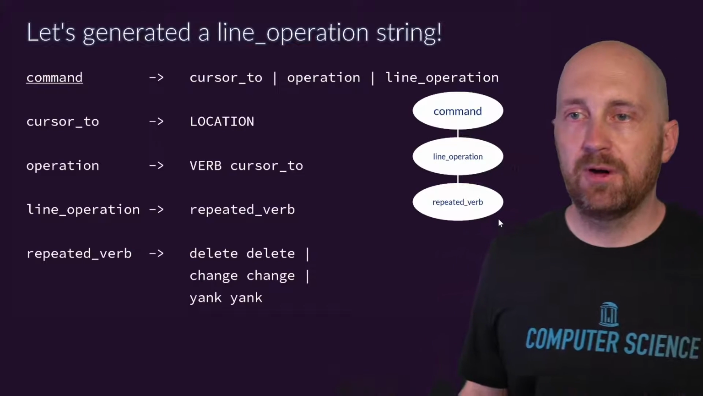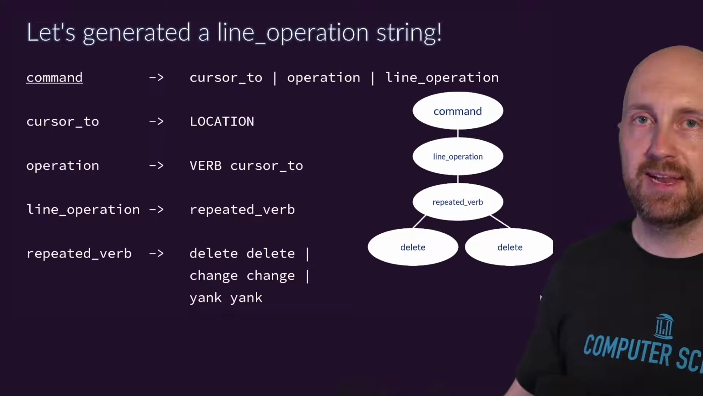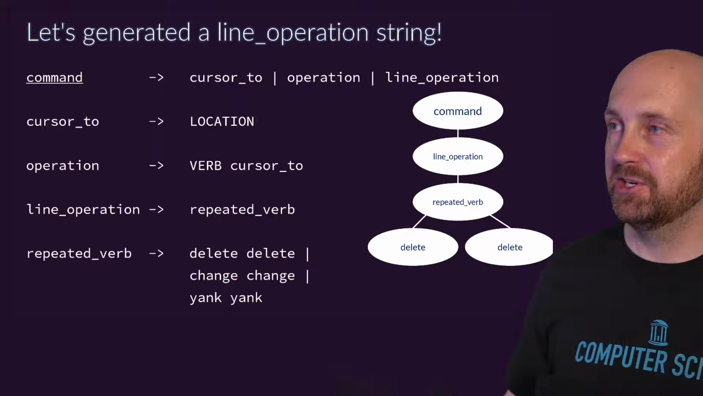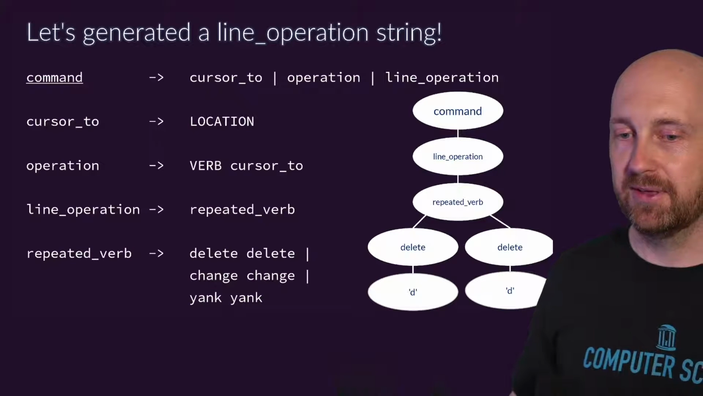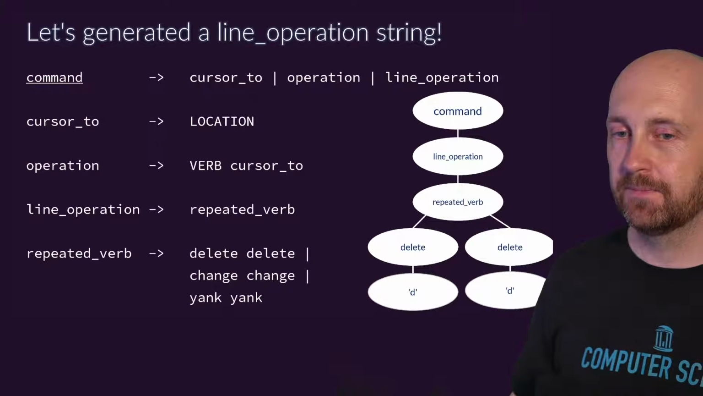So just like before, and mostly for reference in the slide deck, we can look at how we form a line operation that produces a repeated verb, and this would be the parse tree for something like that, right?